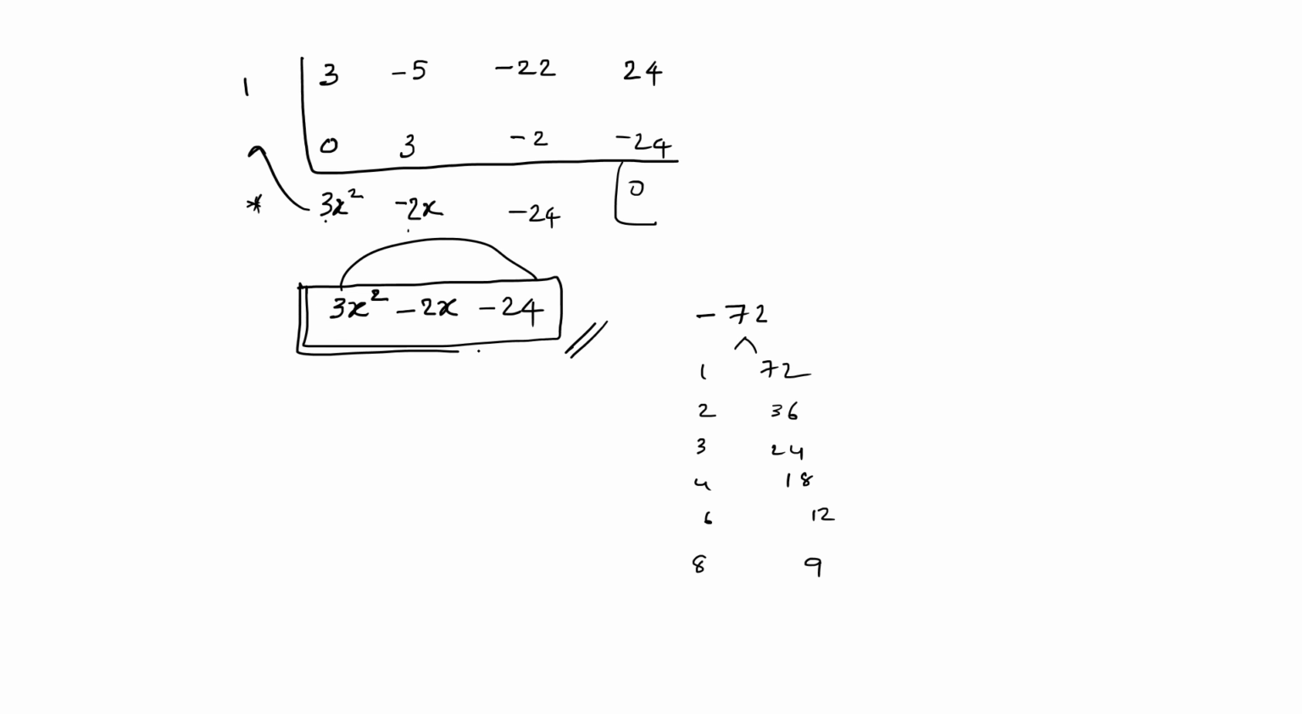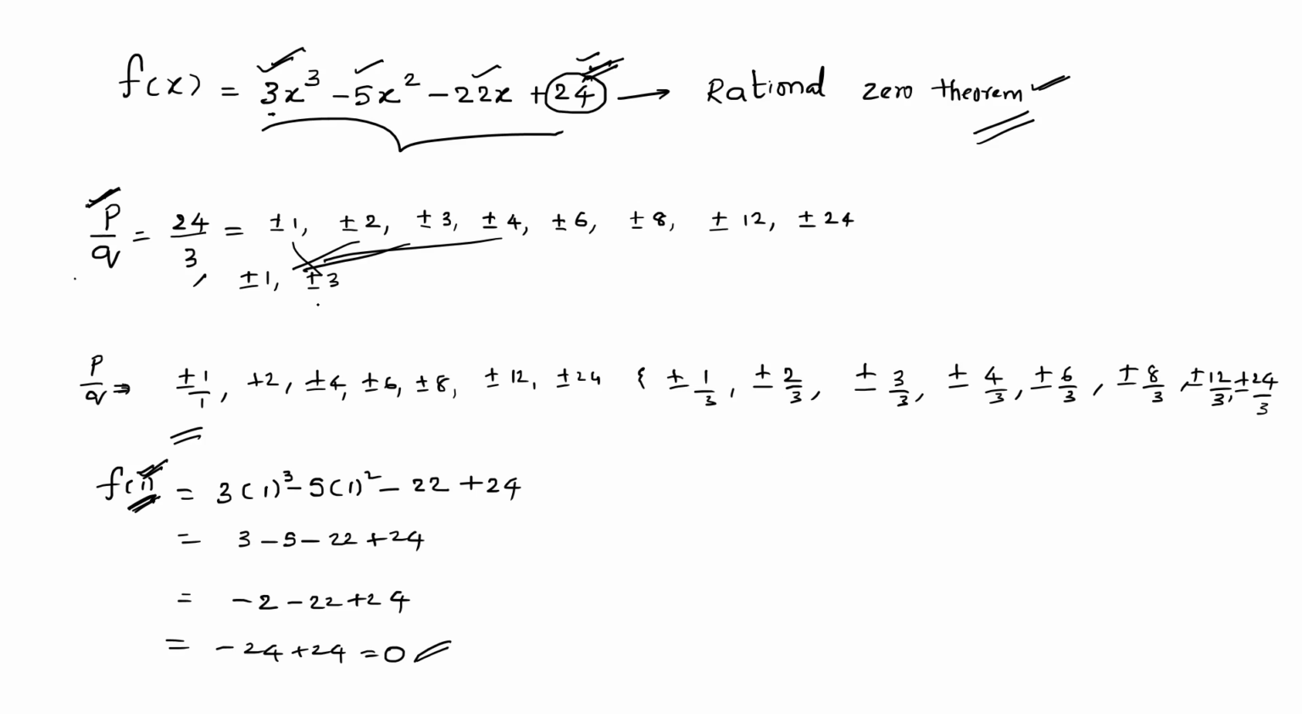So we'll solve this quadratic equation again by using the rational theorem here. We'll substitute some of the values here, 1 by 3, 2 by 3, 3 by 3 like this, and we'll solve this quadratic equation.